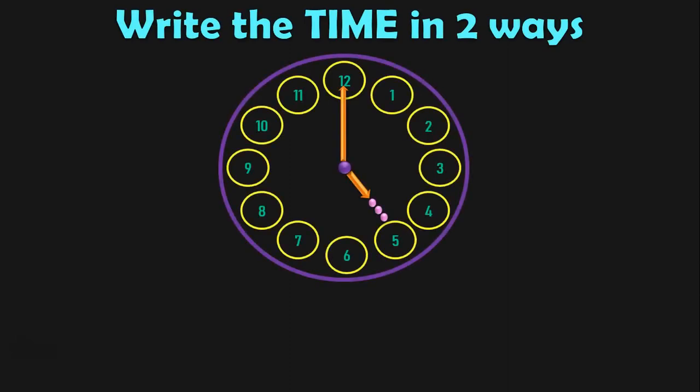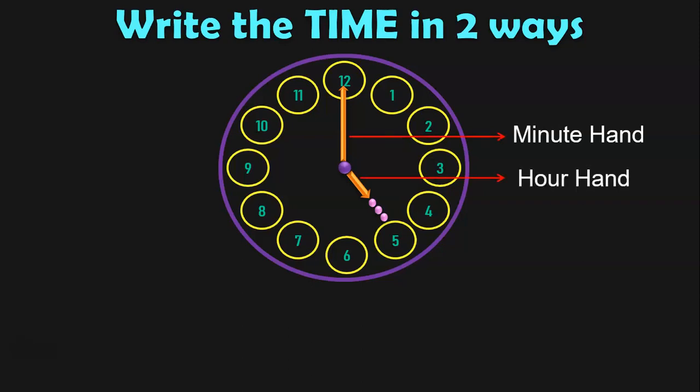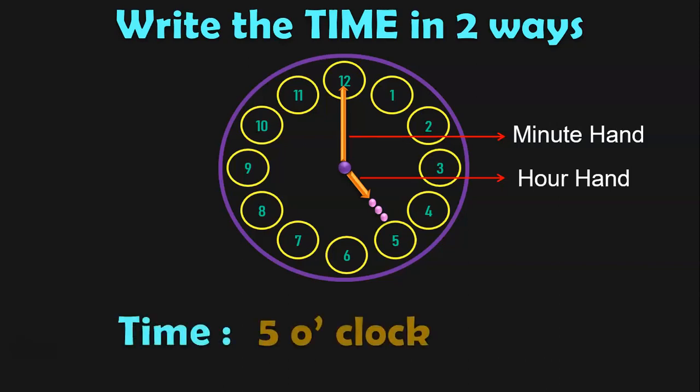Let us take the same example once again. Here the minute hand is pointing to 12 and the hour hand is pointing to 5. It means it is 5 o'clock. So how do you write this? Time is 5 O apostrophe clock or 5:00. So what does this 5 O apostrophe clock mean? O followed by an apostrophe is an abbreviation or a shortened form of the term "of the clock". That is what it means. But the way we write is 5 O apostrophe clock.